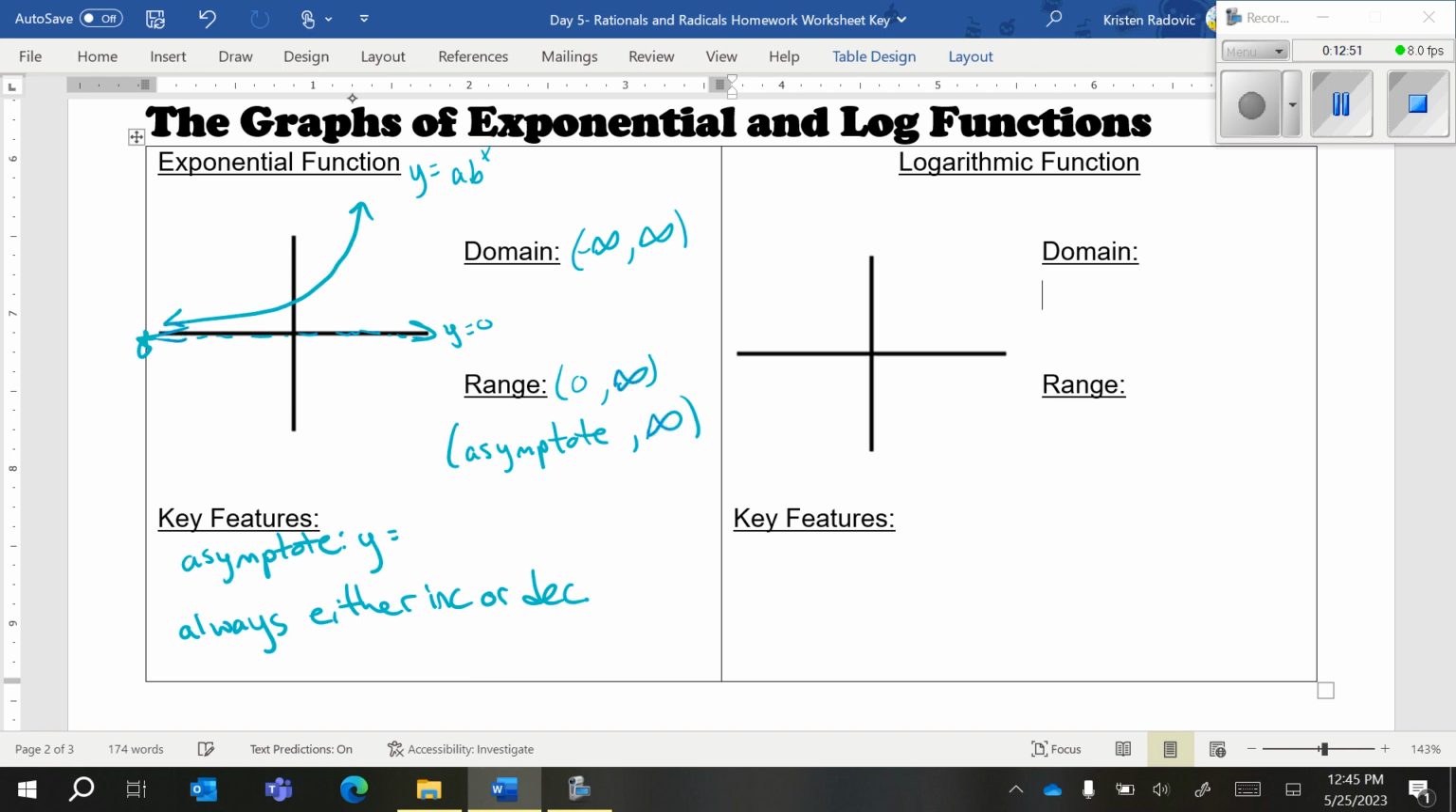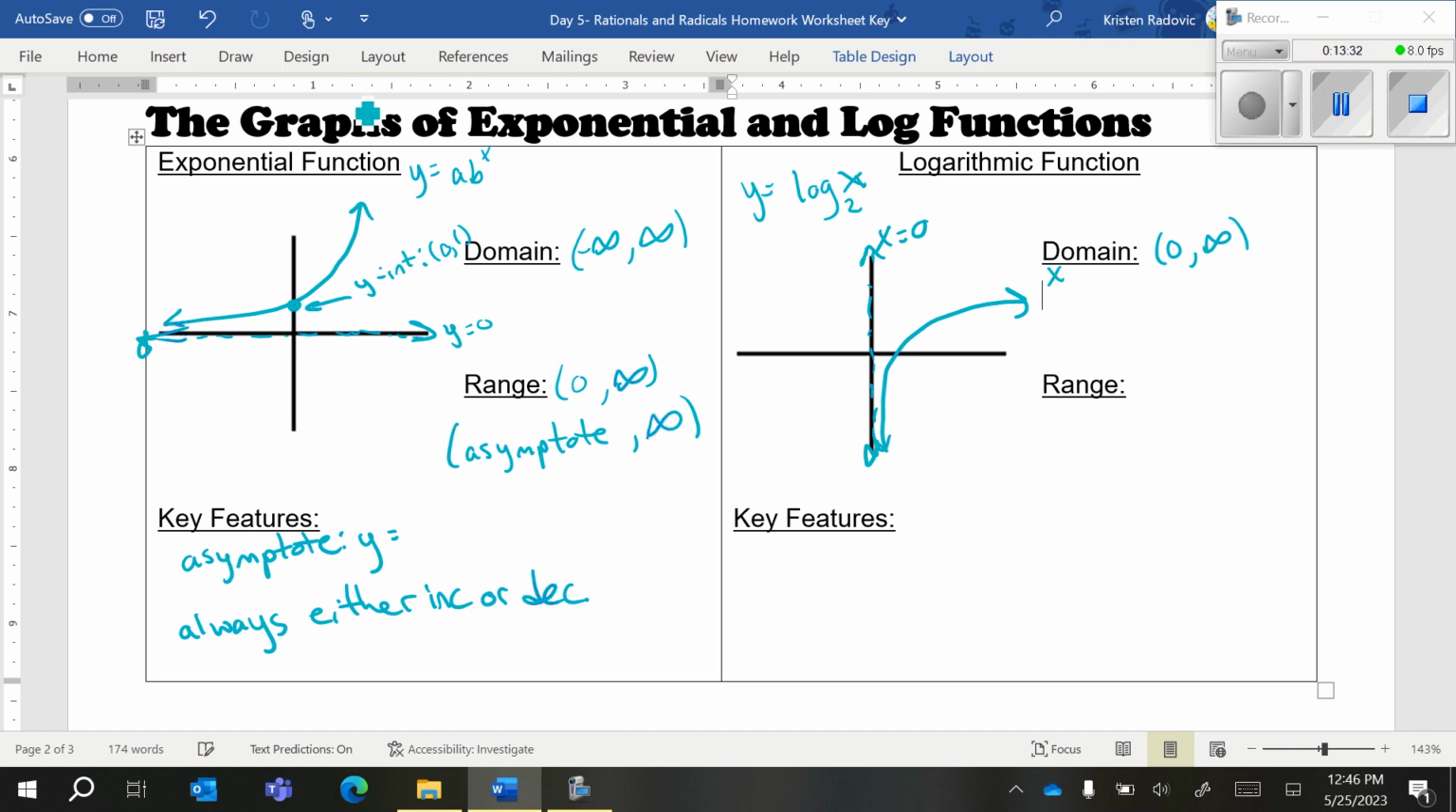Next is your log functions. Log functions, such as y equals log base 2 of x, for example. I also want to point out the coordinate here, the y-intercept is 0, 1. Now here, log functions look like this. They're hunched over. Now, your domain, you do have an asymptote. This is a vertical line, so your asymptote is typically x equals 0. So your domain now is from 0 to infinity.